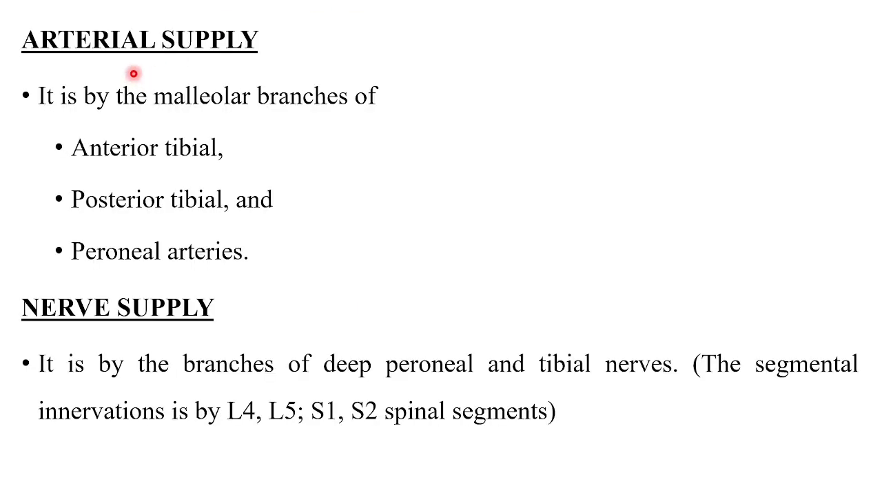So coming to the blood supply, that is your arterial supply. It is supplied by the malleolar branches of your anterior tibial, posterior tibial, and peroneal arteries. So the ankle joint is supplied by your anterior tibial artery, posterior tibial artery, and your peroneal arteries. Coming to the nerve supply, it is supplied by the branches of your deep peroneal and tibial nerves. So segmental innervation is your L4, L5, S1, S2 spinal segments.